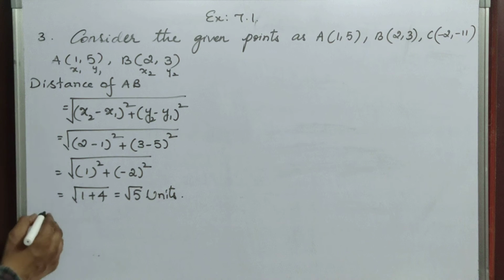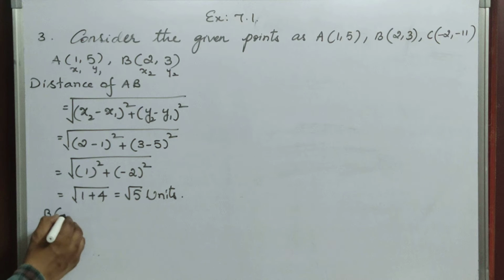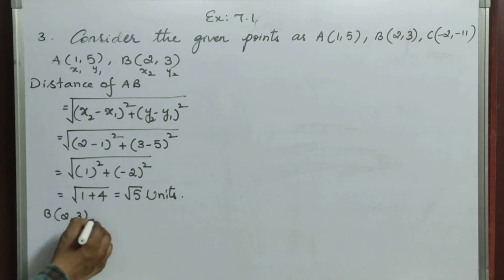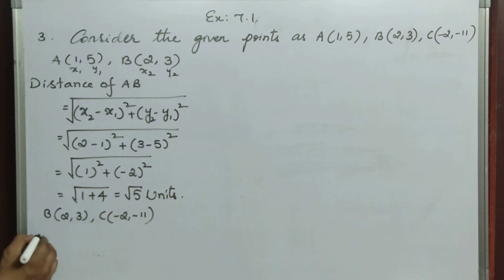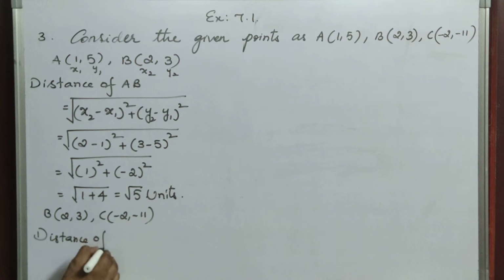Next, take BC. So what is the B value? B is (2, 3) and C is (-2, -11). Now the distance of BC equals root over (x2 minus x1) whole square plus (y2 minus y1) whole square. Again the same formula.